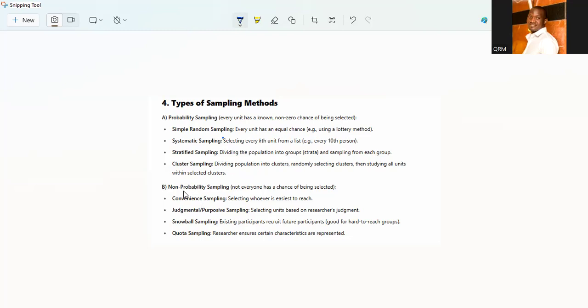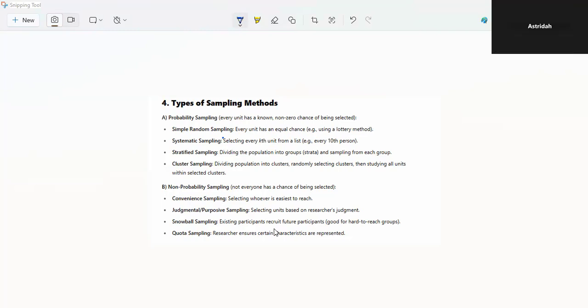Then we also have the non-probability sampling. This one, not everyone has an equal chance of being selected. So of these ones, we have the different types. We have what we call convenience sampling, where you can select whomsoever you want to reach the quickest. Are we following? Are we together?